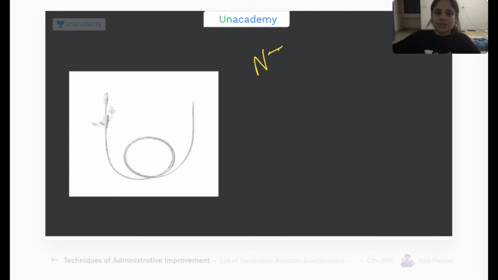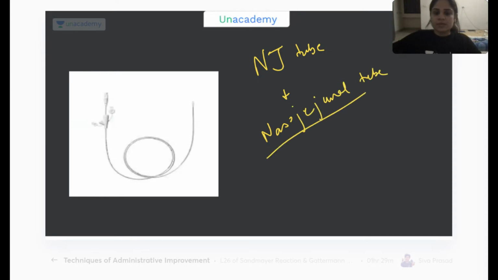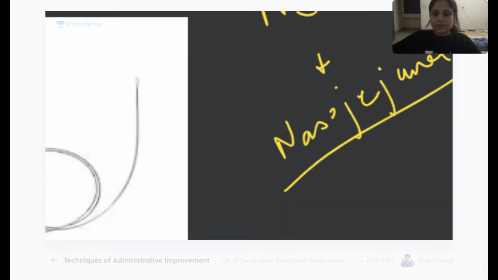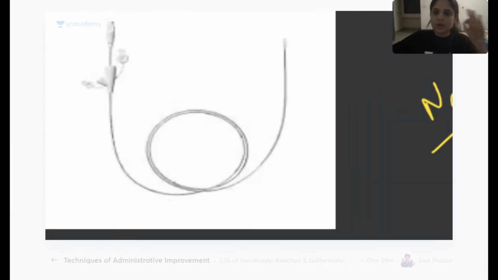What is NJ tube? NJ tube is going up to your jejunum. Okay, so this is your nasojejunal tube. Okay, now just tell me, how will you identify this? First of all, it's always white in color. Okay, so this part, can you see?